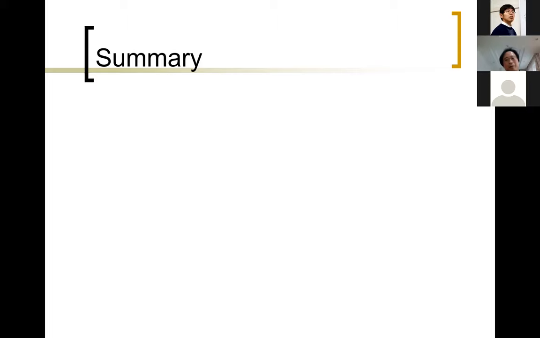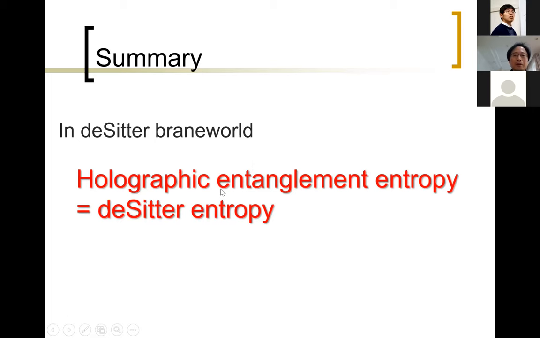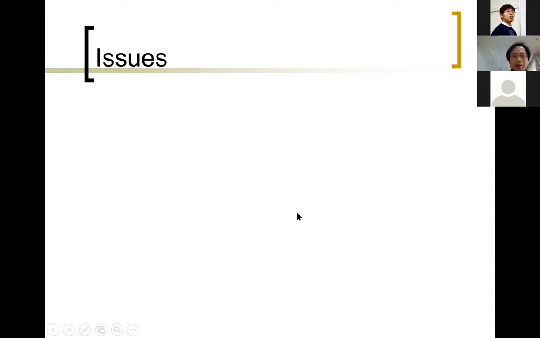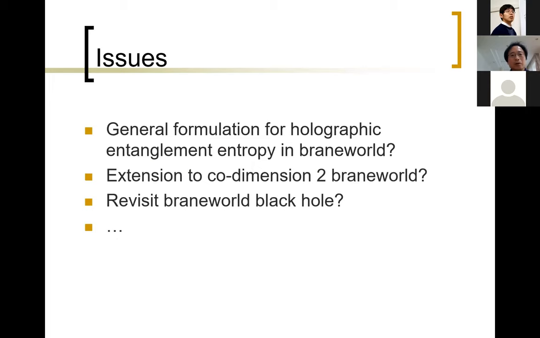Before the main part, I'd like to summarize my talk. I consider de Sitter braneworld models, and then we could show the holographic entropy coincides with the de Sitter entropy. There are a couple of issues. I focused on just the de Sitter braneworld. I'm interested in the general formulation for holographic entropy in the braneworld. Inspired by recent development, I'm also interested in extension to co-dimension two braneworld, and the holographic argument, holographic entanglement entropy.